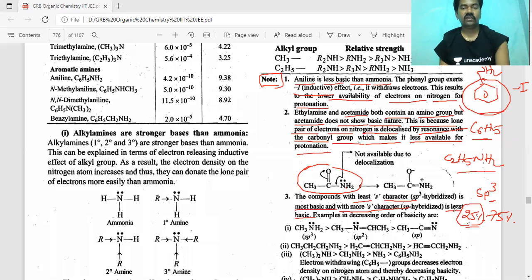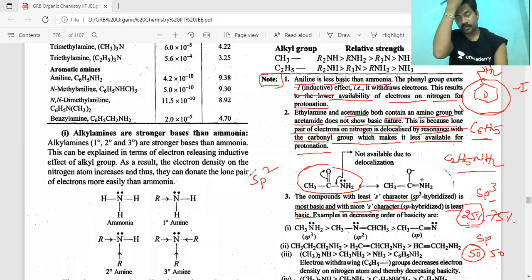Then with more S character, the compound is least basic. More S character means sp hybridization, where S character is 50 percent. Even in sp2 the S character is less, around 33 percent. In sp it is 50 percent. Okay, this is sp3, which is 25 percent.